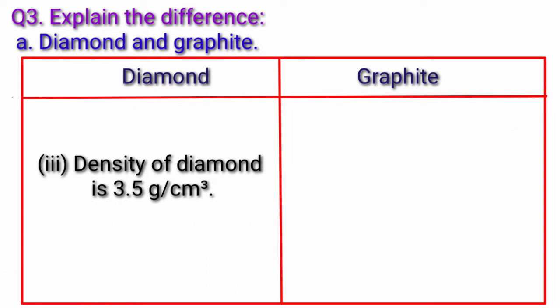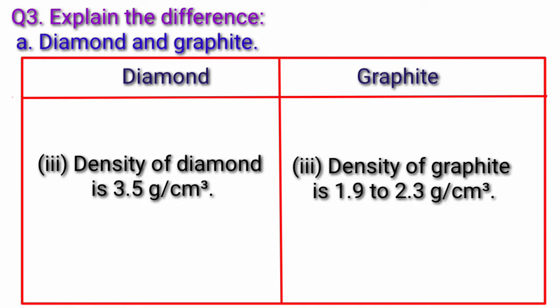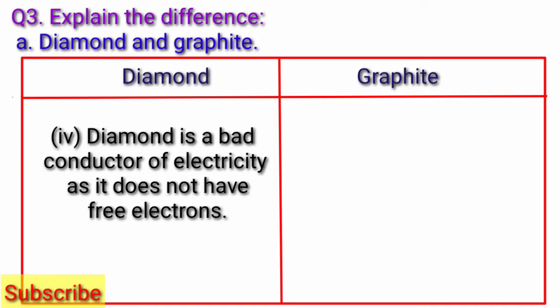3. Density of diamond is 3.5 gram per centimeter cube. Density of graphite is 1.9 to 2.3 gram per centimeter cube. 4. Diamond is a bad conductor of electricity as it does not have free electrons.